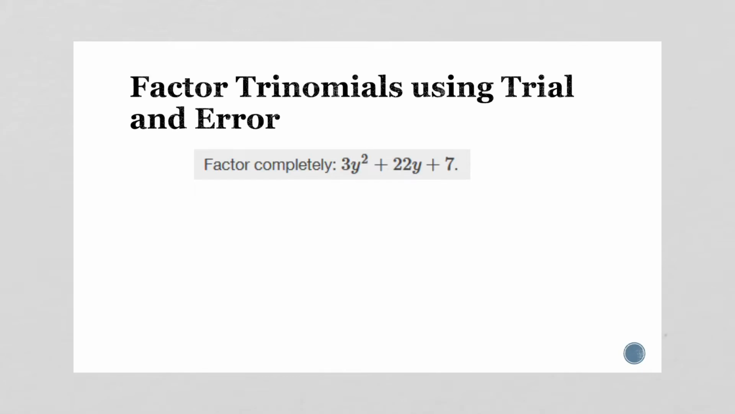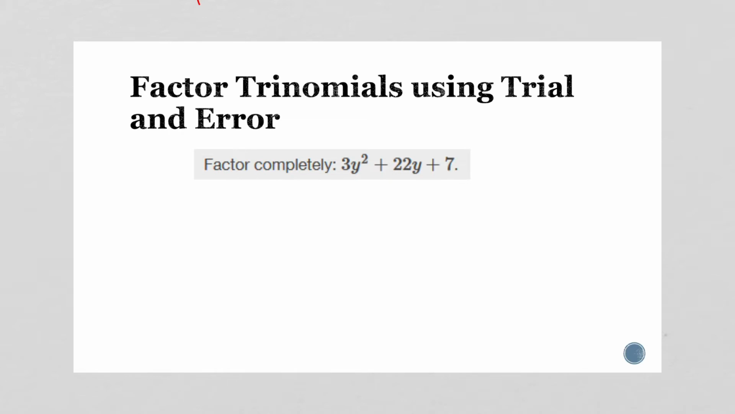All right, so let's take a look at this one. Let's decide, is there anything that we can factor out of this? So let's see here. We've got 3, we've got 22, and we've got 7. Well, the factors of 22 are 1, 22, and 11, and 2. So no, there's nothing that they all have in common for us to factor out.